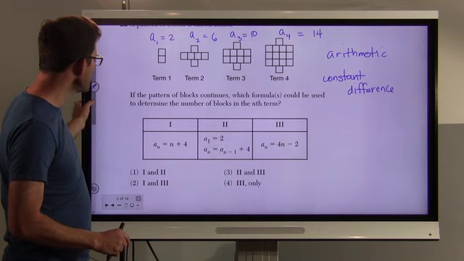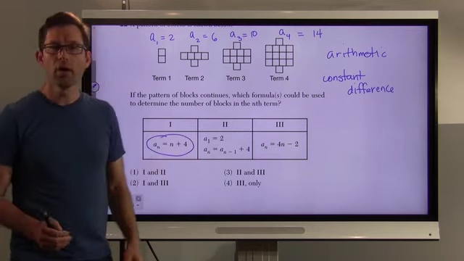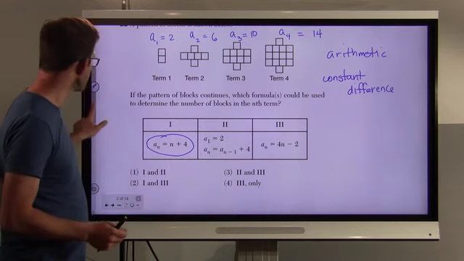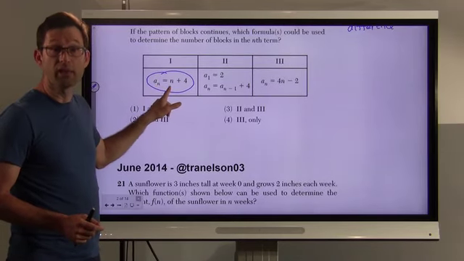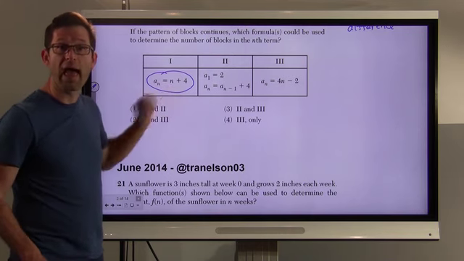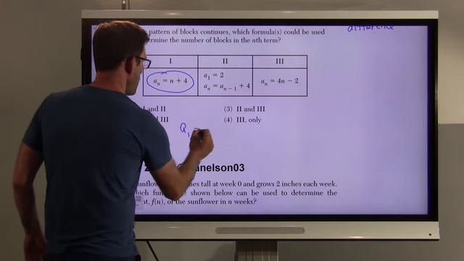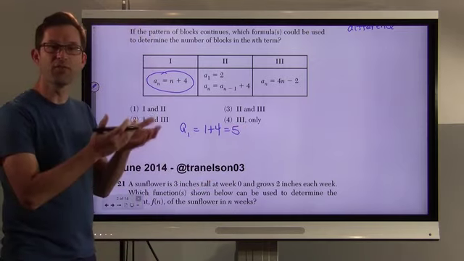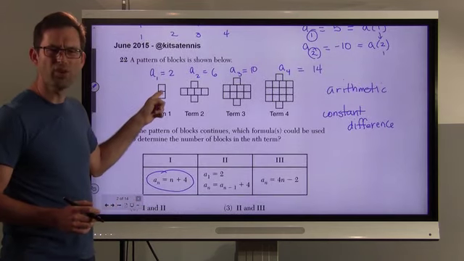All right. So let's see. Well, does this explicit formula in number 1 work? Well, for goodness sakes, test it. And you know what's great about it is this one says, to calculate the nth term of my sequence, I'm going to take the n, so that's where I am in line, and I'm going to add 4 to it. Well, let's just test it. So is A1 1 plus 4? Were there 5 squares in the first term? And the answer is no, there were only 2.